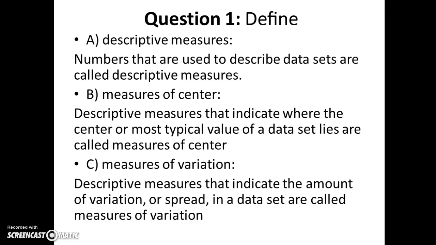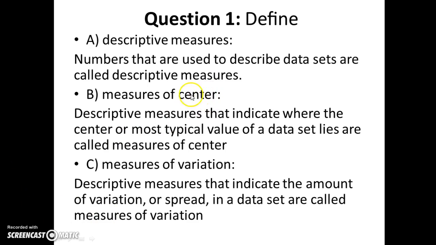Descriptive measures are the numbers that we use to describe the data set. For example, it could be measures of center or measures of variation. It could be mean, mode, median, or it could be standard deviation. What is measures of center?